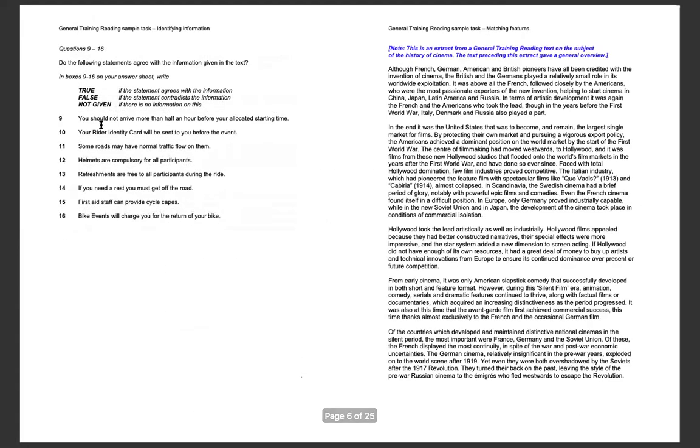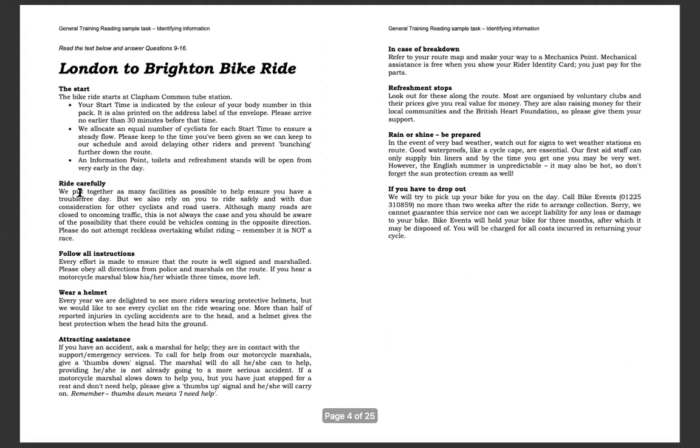Like if you look at the next one: some roads may have normal traffic flow on them. Some roads, that means not all roads, only some roads may have normal, minimal, nominal, something like that, flow on them. So we go looking for the information. Read through your headings and see whether there is anywhere they're talking about traffic. No, so we'll have to scan through trying to find traffic.